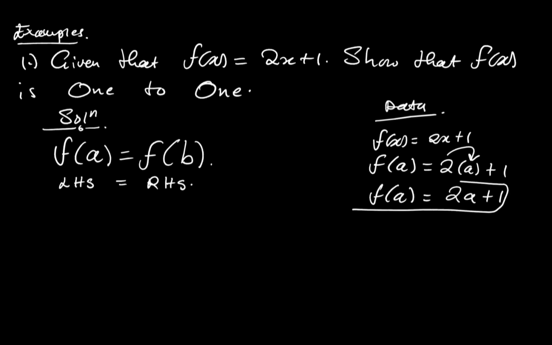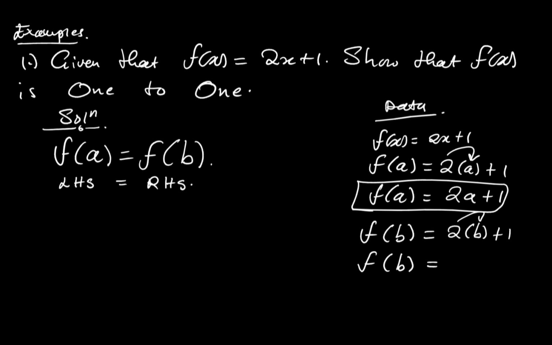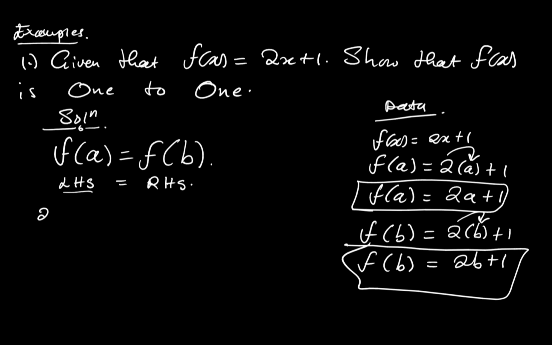In a similar manner, we do the same for f at the input of B, which means that for every x, I put B. So 2 times B plus 1. So f at B is equal to 2 times B, giving me 2B plus 1. Now that I have these values, all I can do is to substitute back into the equation that I want to balance and see if the proof holds true. Now I know that f at A is 2A plus 1 and is equal to f at B, which is the right-hand side, being equal to 2B plus 1.